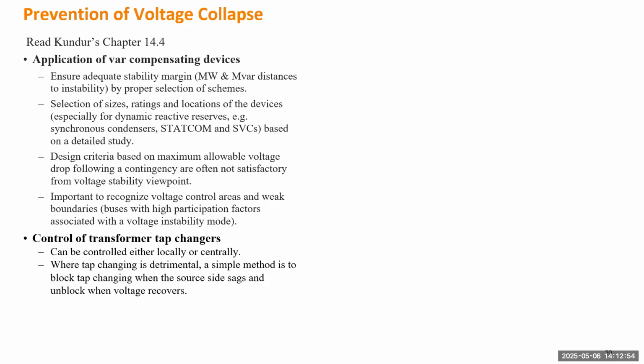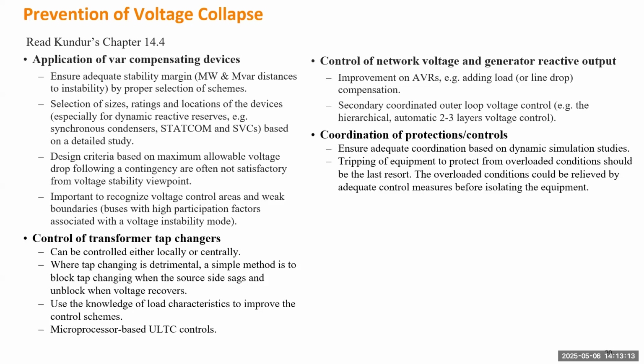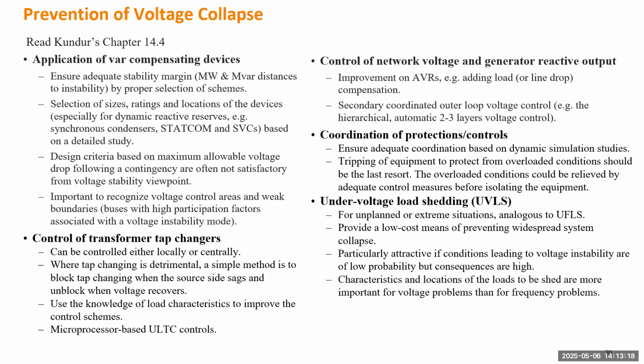Usually, because a transformer is not a VAR source, it just borrows reactive power from the primary side to the secondary side. So it doesn't help improve voltage, especially when the load is very high. So usually the operator just disables the tap changing transformer. Okay, and voltage load shedding, similar to under-frequency load shedding, is a very effective way because it directly reduces the load. You push the operating point on the PV curve back.